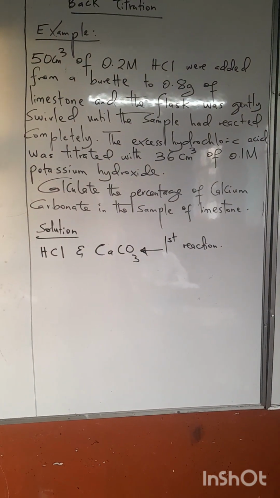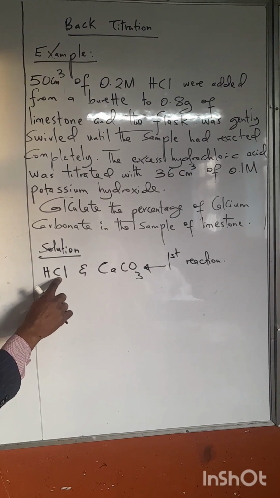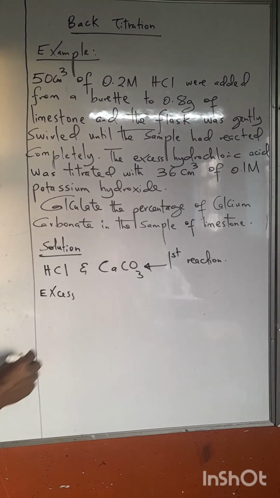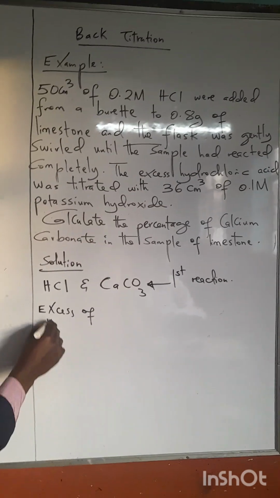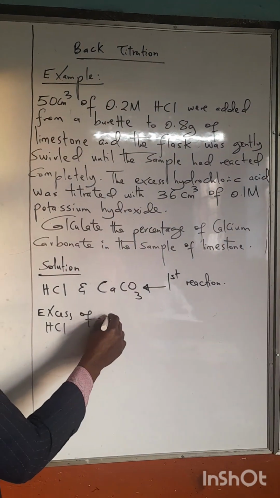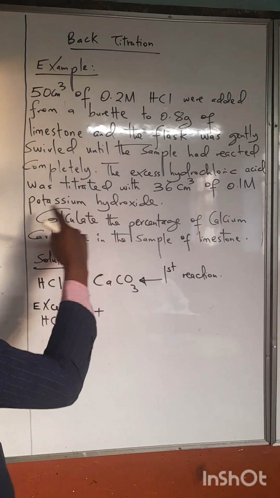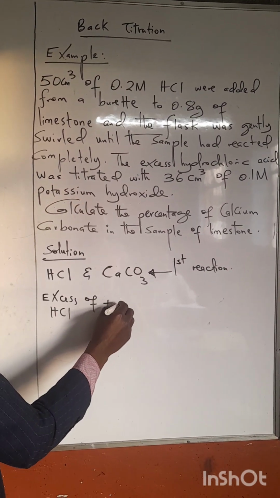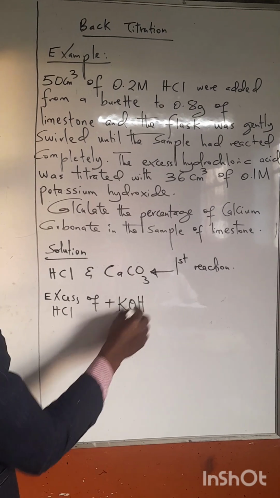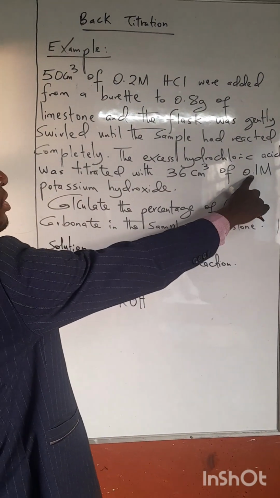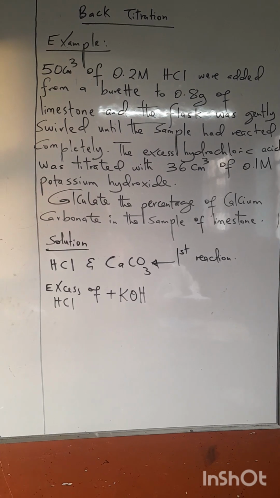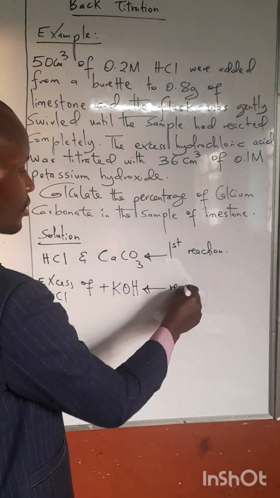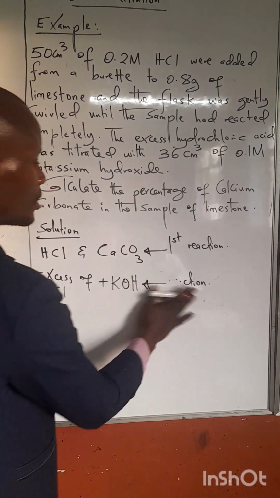Are you following? Then the excess of HCl, because this is a standard solution, is titrated with another solution. In this case, the solution in question is potassium hydroxide. And you realize it is also standard because the concentration is 0.1 moles per liter. This is the second reaction.